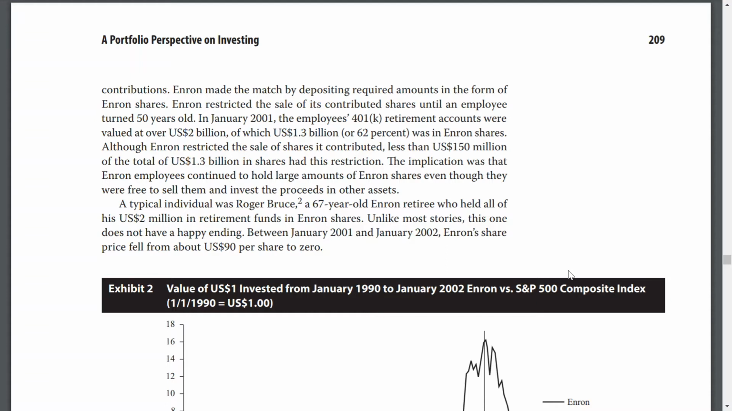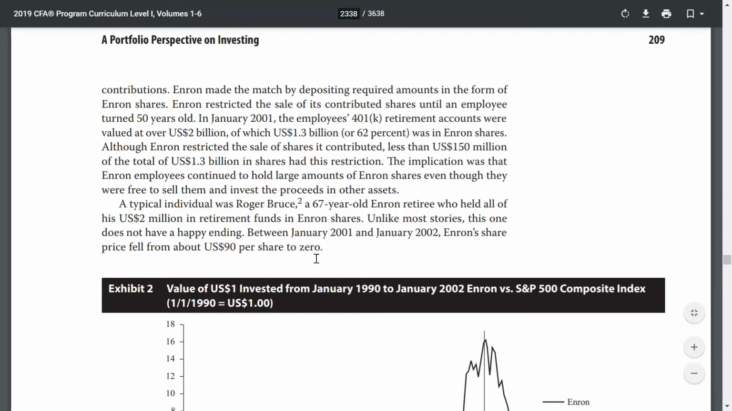In January 2001, the employees' 401(k) retirement accounts were valued at over $2 billion US dollars, of which $1.3 billion, or 62%, was Enron shares. Although Enron restricted the sales of shares and contributed less than $150 million of the total $1.3 billion of shares had this restriction, the implication was that Enron employees continued to hold large amounts of Enron shares even though they were free to sell them and invest the proceeds in other assets. A typical individual was Roger Bruce, a 67-year-old Enron retiree who had held all of his $2 million US dollars retirement funds in Enron shares.